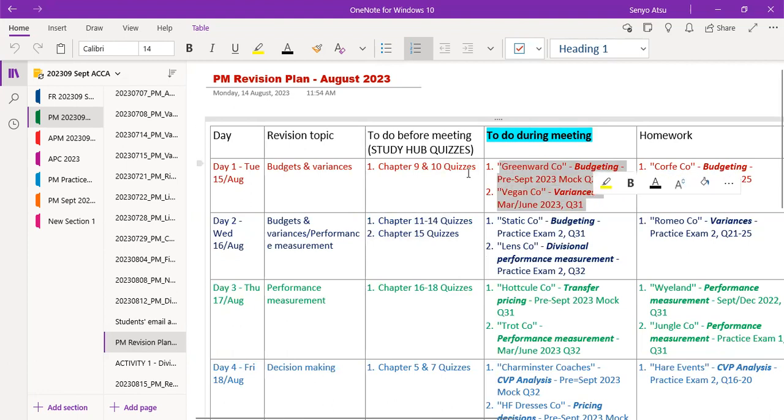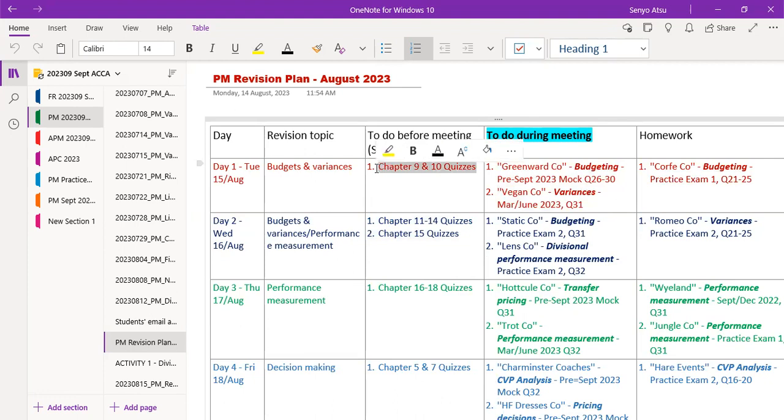Now, to bring back these ideas to yourself, I'm recommending to you chapters 9 and 10 of the study hub. Those quiz questions, do them. Go to practice exam 1 on the CBE practice platform. Answer Coffee Co, questions 21 to 25. The questions we've answered, go back and do them again. And then continue to do what I say you should do throughout the revision course and your final preparations.